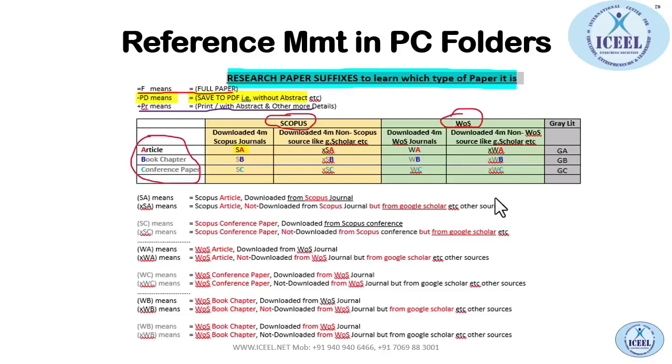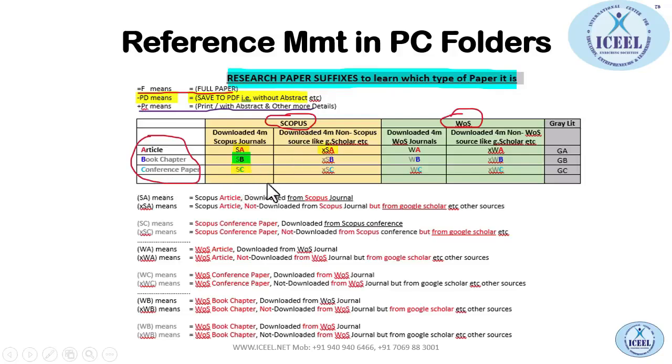Here SA, you can see, the yellow gets mixed. Let me show you. SA here, yellow marking is coming. SA means Scopus, A stands for article. So whenever at the end of a paper it is written SA, it means that it is a Scopus article. If it is written SB, then Scopus book chapter. And if it is SC, then Scopus conference paper.